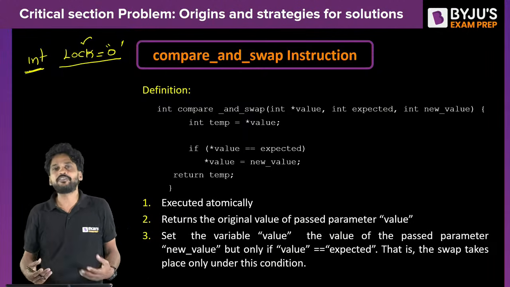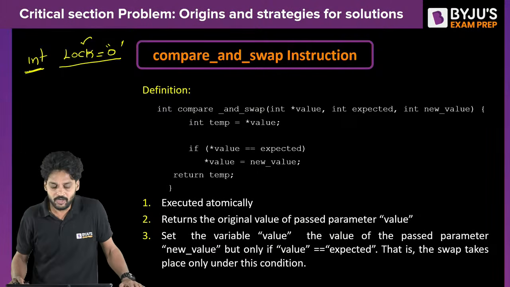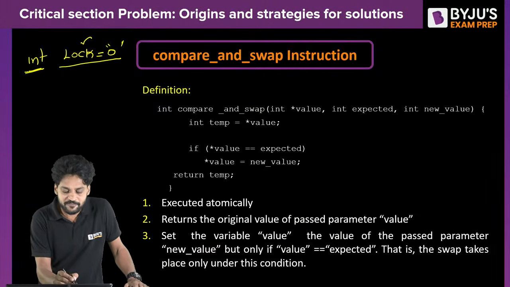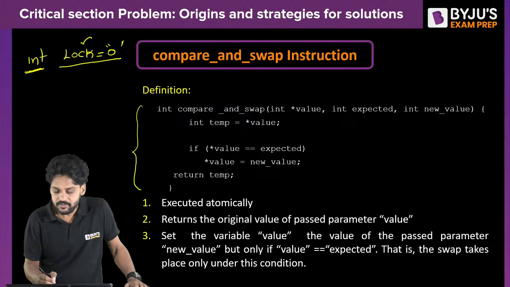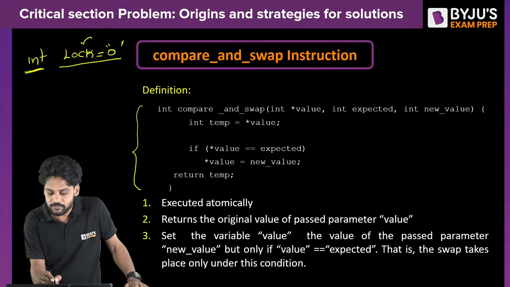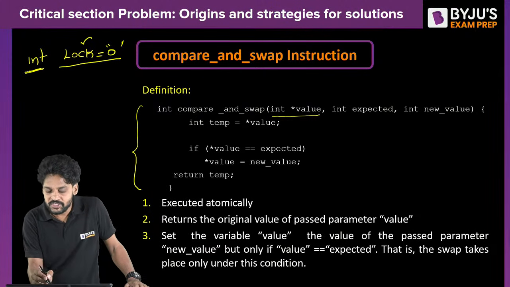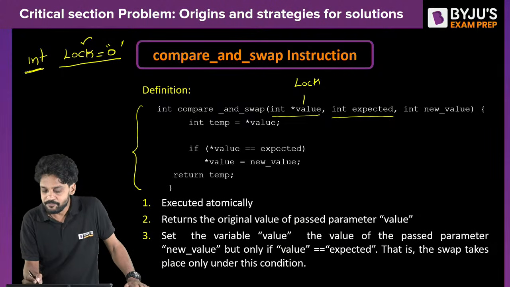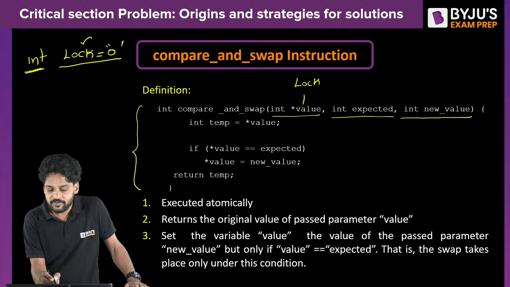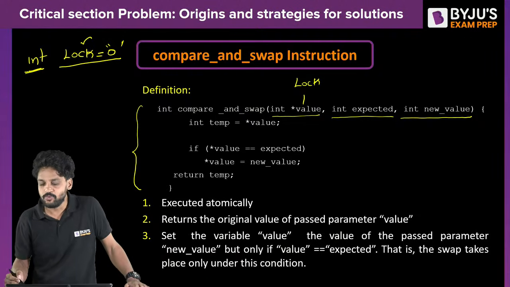Then the compare and swap is also very simple. Now, this is the definition of the compare and swap. Here, there are 3 parameters. One is star value, which is the actual value of the lock. One is int expected. One more is int new value. This int compare and swap will have 3 parameters inside. One is the lock, a reference to the lock. Second one is expected, and the third one is new value.